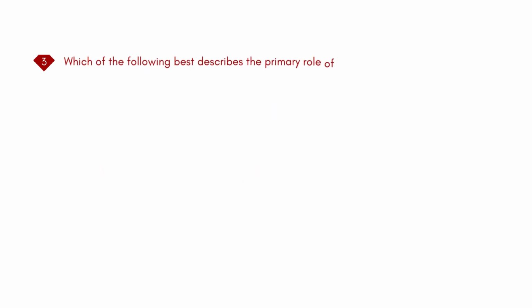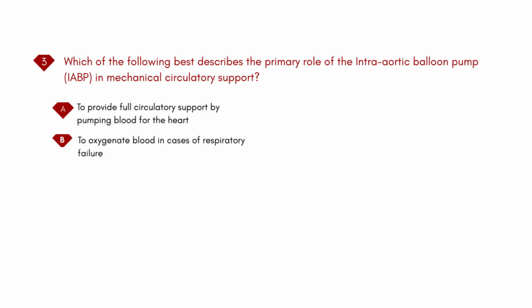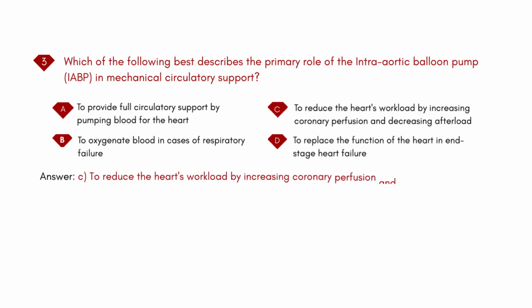Which of the following best describes the primary role of the intra-aortic balloon pump, IABP, in mechanical circulatory support? A. To provide full circulatory support by pumping blood for the heart. B. To oxygenate blood in cases of respiratory failure. C. To reduce the heart's workload by increasing coronary perfusion and decreasing afterload. D. To replace the function of the heart in end-stage heart failure. Answer: C. To reduce the heart's workload by increasing coronary perfusion and decreasing afterload.